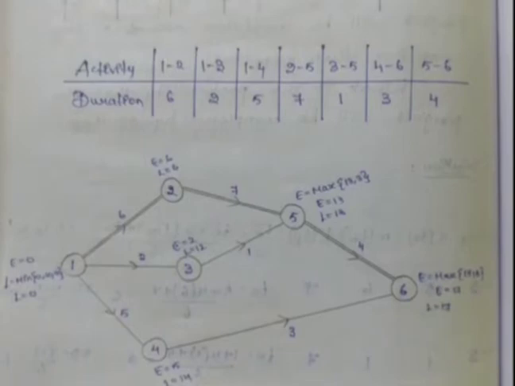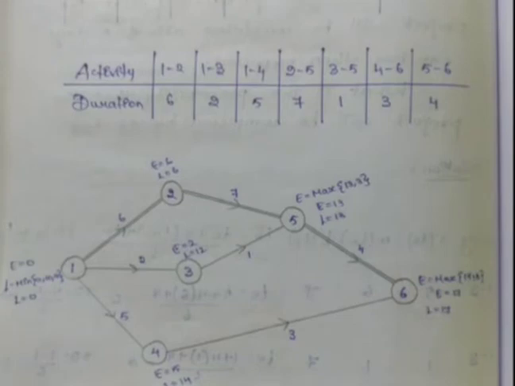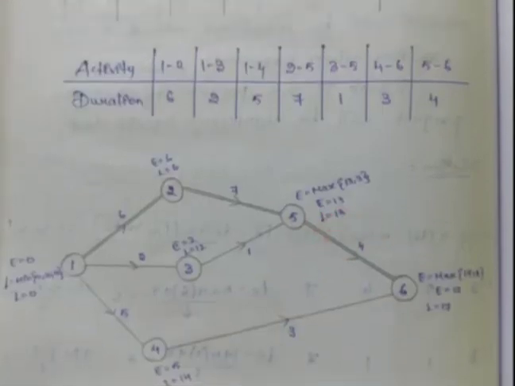Next we have to come with the L value. The L value is also 17, because the last activity's E value is 17. So we take the L value as 17 and do the reverse process. The fifth activity is the only outgoing activity, so for a single outgoing activity we just subtract the duration. So 17 minus 4, the L value will be 13.